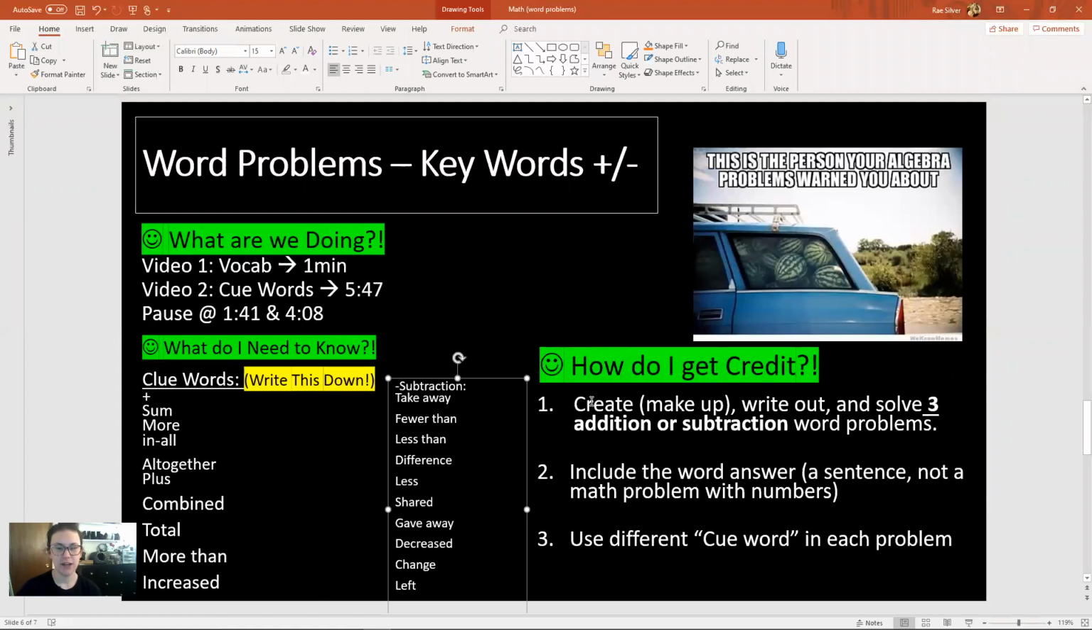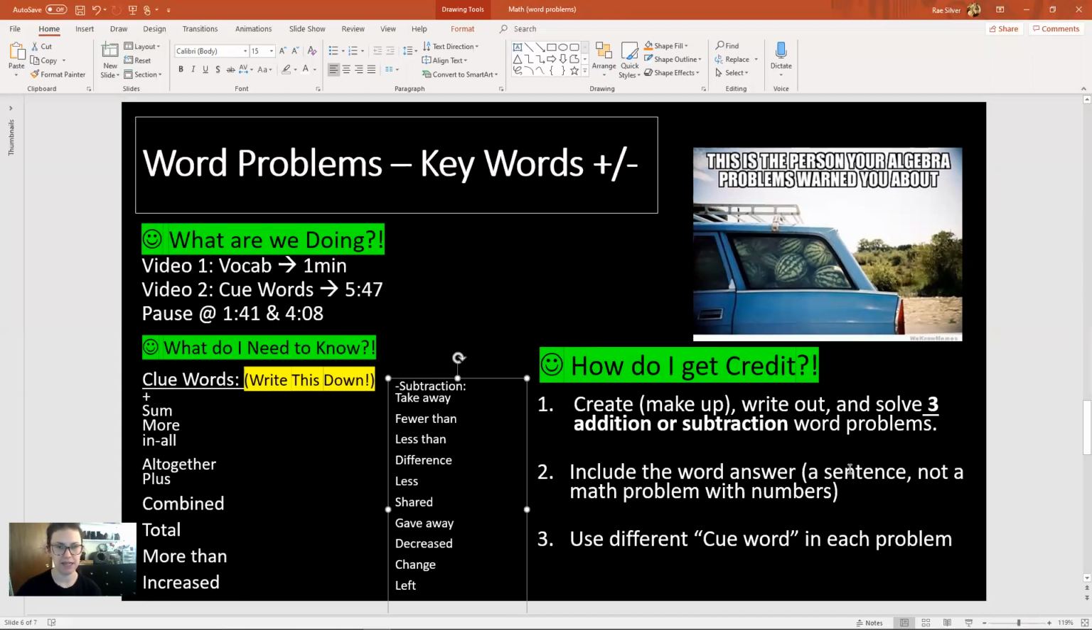How do you get credit? You are going to make up or write out and solve 3 addition or subtraction word problems. So just like the pencil example that she gave, or unless if you want to use this meme with watermelons as an example, you're welcome to. So 3 different addition or subtraction word problems. With those, I want a word answer instead of just a number.